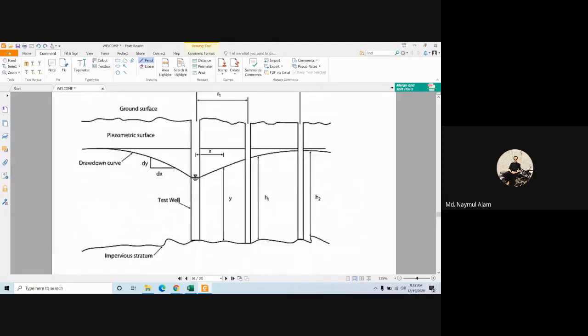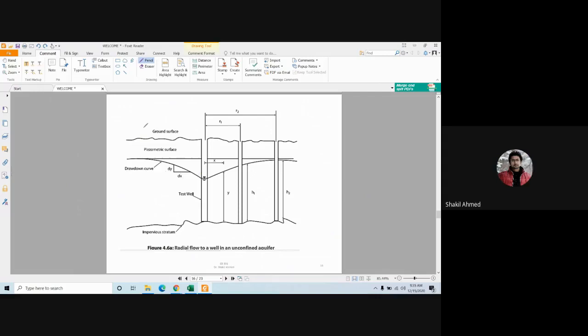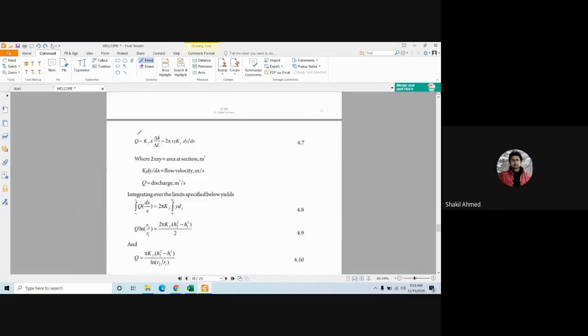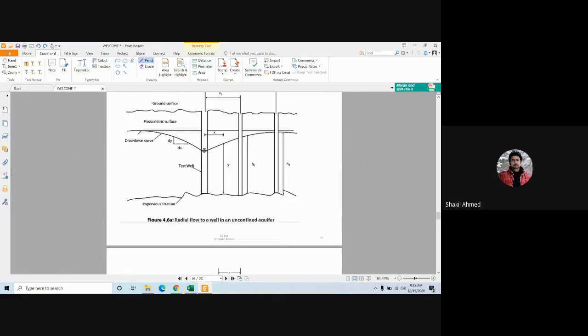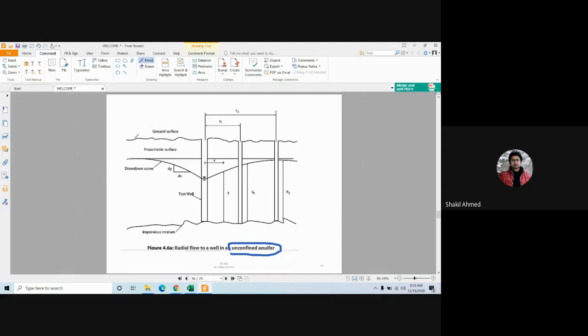Now, hydraulic characteristics. We need some equation through which we can determine the flow of water through the aquifer. So first look at the unconfined aquifer. This is an unconfined aquifer. This is the ground surface. And you have a well here. This is the test well.